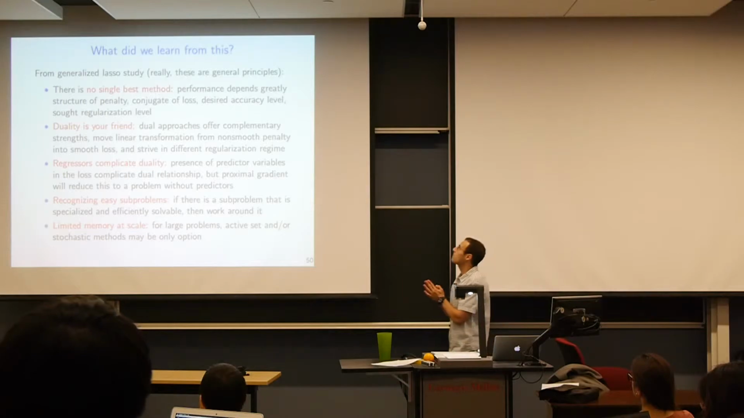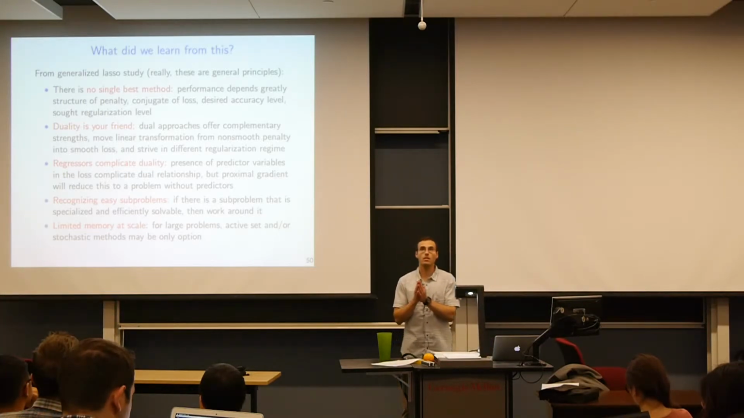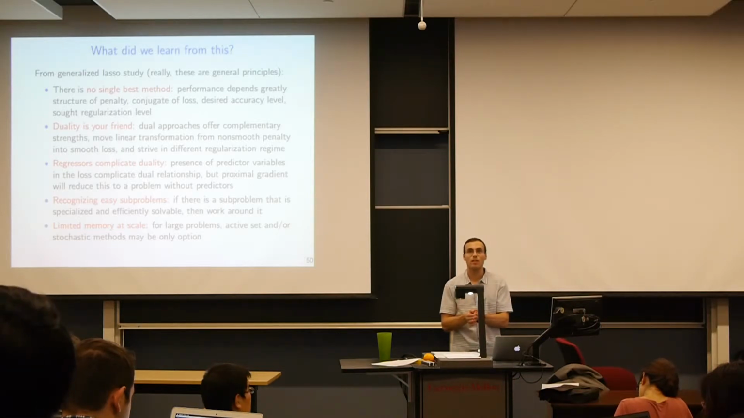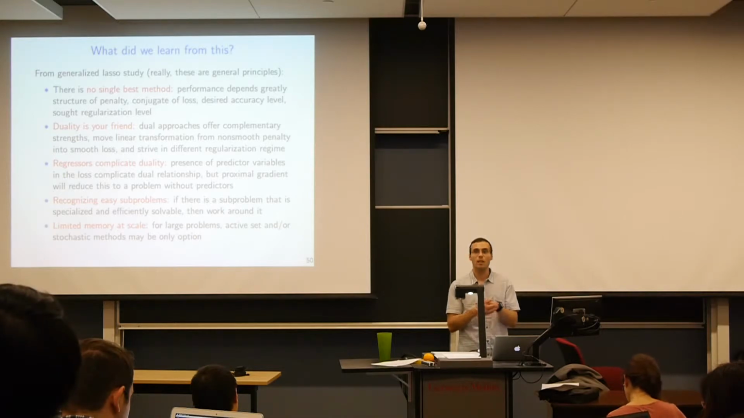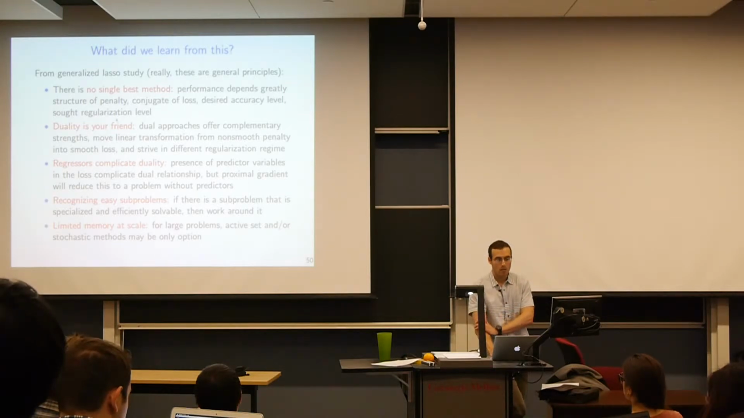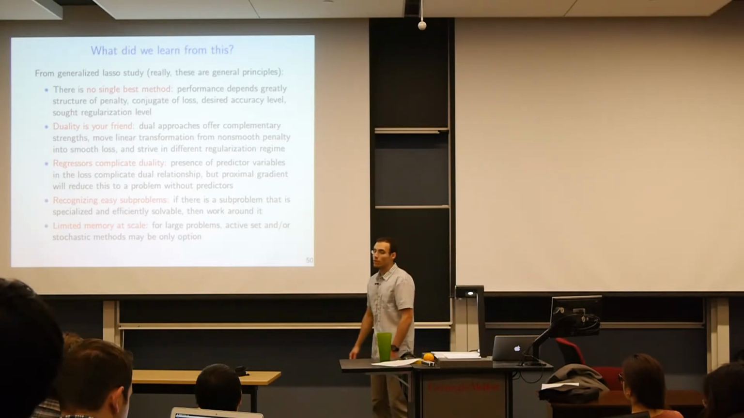There is no single best method. Performance really depends on the structure of the penalty, the conjugate of the loss function if we're taking the dual, the desired accuracy level, if you want a very accurate solution or just a rough solution. We even saw that it depends on the value of lambda, the regularization parameter. Sometimes if lambda is small, that's helpful for dual methods, and if lambda is big, it's helpful for primal methods in this case. We learned that duality is always a good thing to look out for.